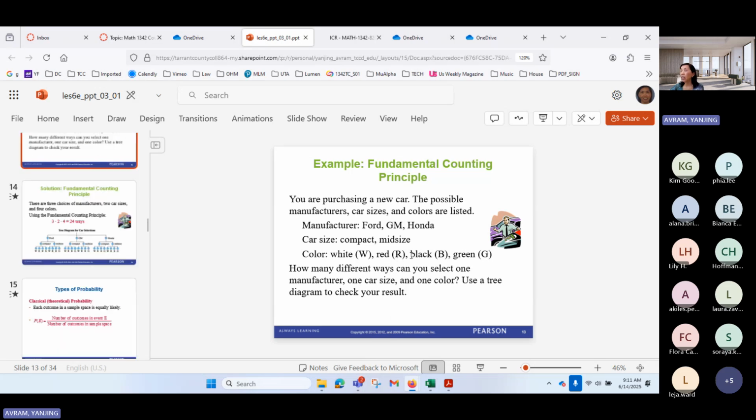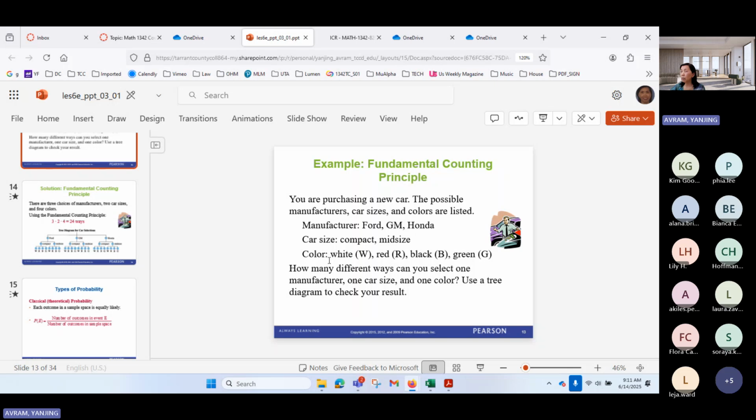Then we also talk about the fundamental counting principle. Say you want to purchase a new car. You have 3 manufacturers, Ford, GM, Honda, and then you have 2 car sizes, and then you have 4 different colors: white, red, black, green. So what is the total outcome? How many choices do you have in total?